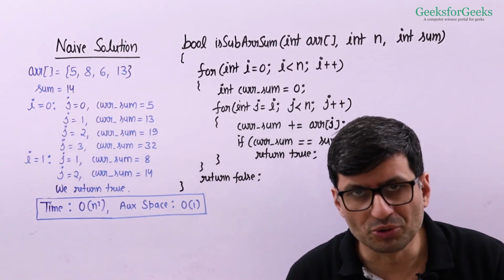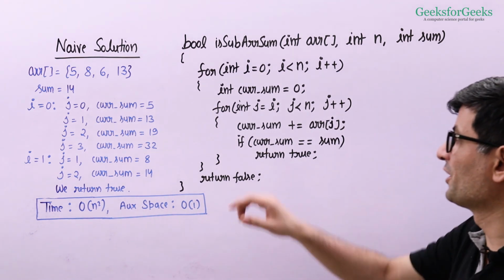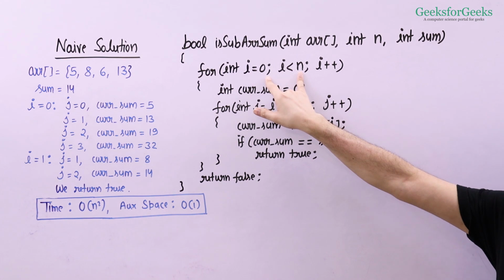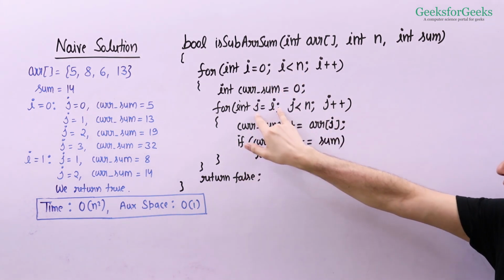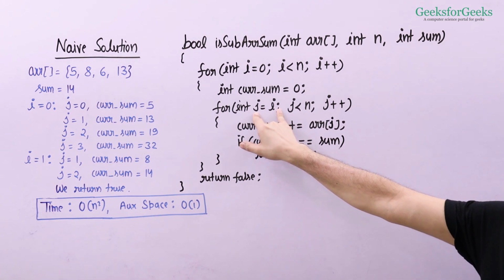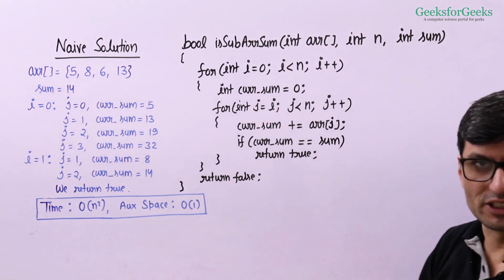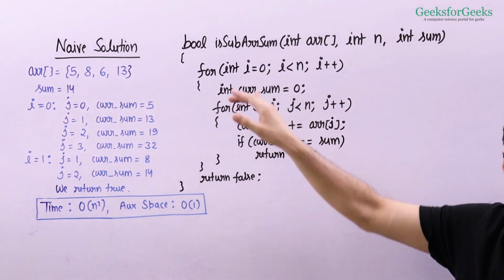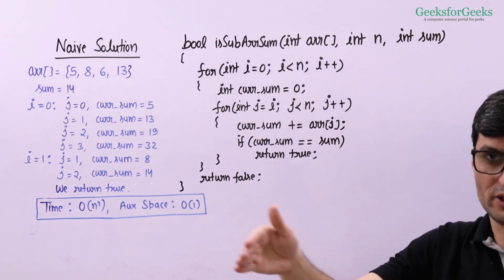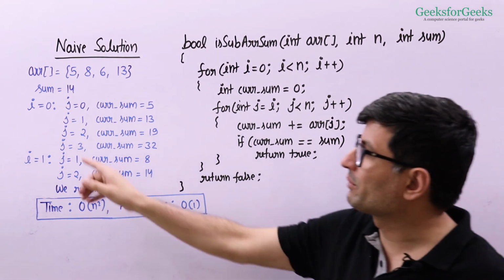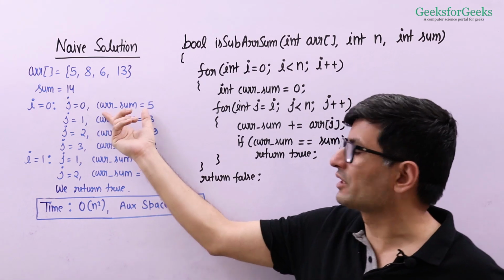Here is the naive solution to solve the problem. We are running a loop to pick the beginning element of the sub-array. Then we are running a loop to pick the ending element of the current sub-array. We consider every sub-array. For i equal to 0, we consider all the sub-arrays beginning with i equal to 0. For example, i equal to 0, we have j equal to 0, sum becomes 5.